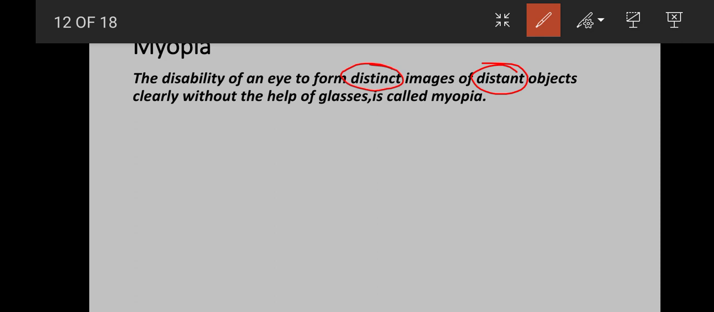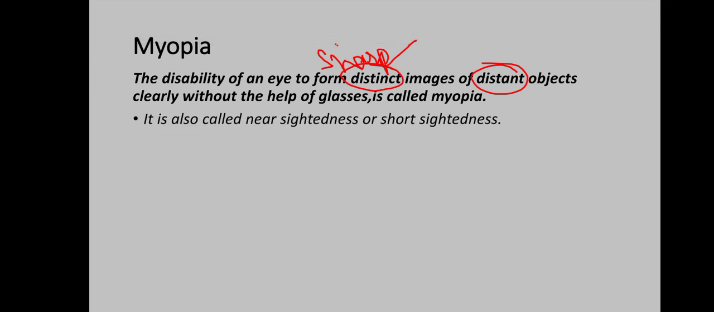The disability of an eye to form distinct images means separate or sharp images of distant objects. Distant means the objects which are present far away from you. That is the word used for those objects, but distinct means sharp. That the disability of the eye to form sharp image of distant objects clearly without the help of glasses is called myopia. It is also called nearsightedness or short-sightedness.